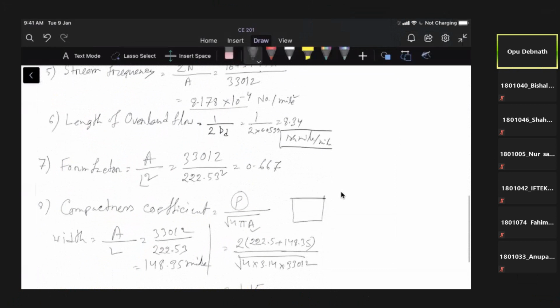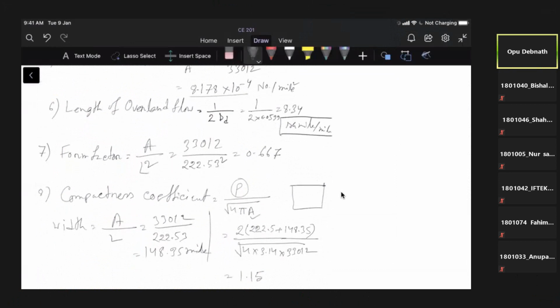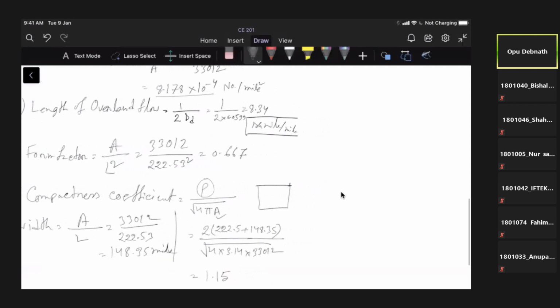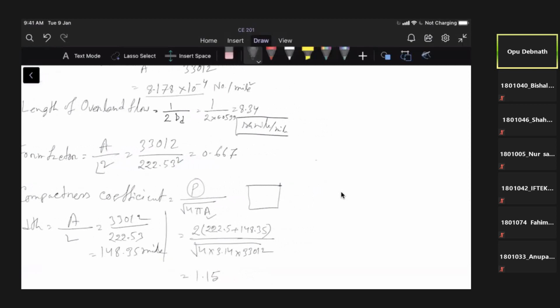Okay, the equation of the compactness coefficient is P divided by root over 4πA. Generally we consider an equivalent rectangle, but in a real scenario it is never an equivalent rectangle. It is actually like an oval or square or circular or anything.